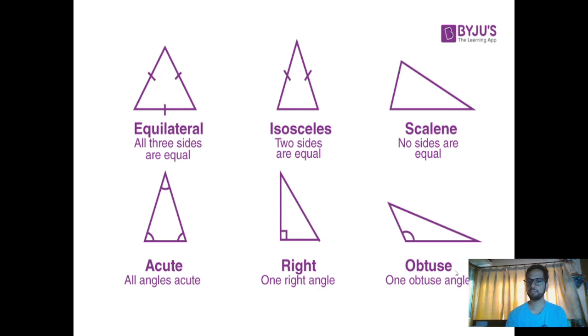Now, moving forward to the obtuse, one angle is more than 90 degree. So, obviously, other two will be less than 90 degree. So, this angle is more than 90 degree, hence named as obtuse triangle.